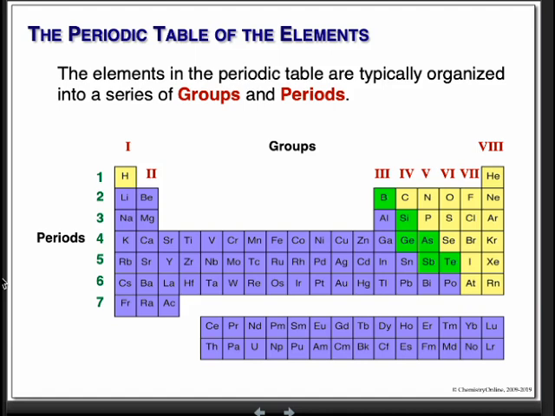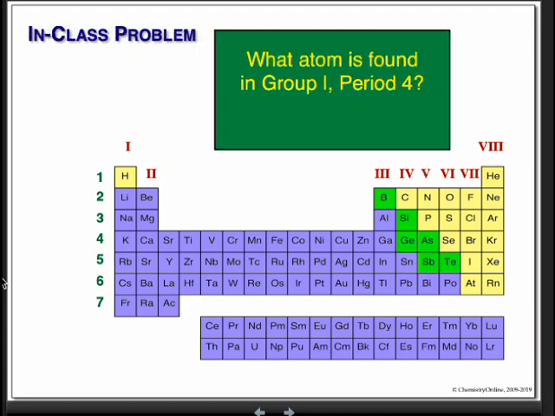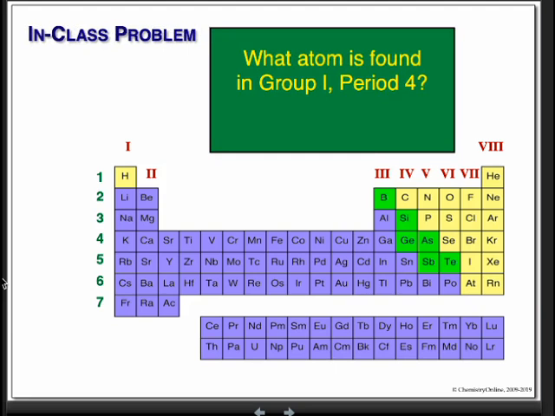So that's why we're going to do this. We can also use the periodic table just as a simple exercise in grid. So if I asked you, what atom is in group 1, period 4? Well, group 1 is here. Period 4 goes down to here. That's a K. What's our K? Potassium.